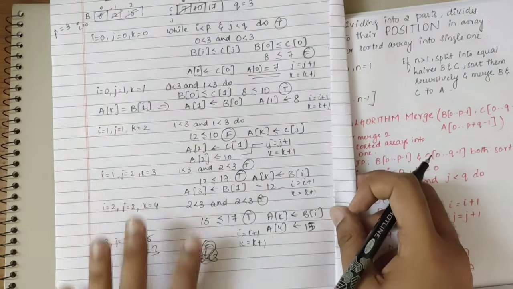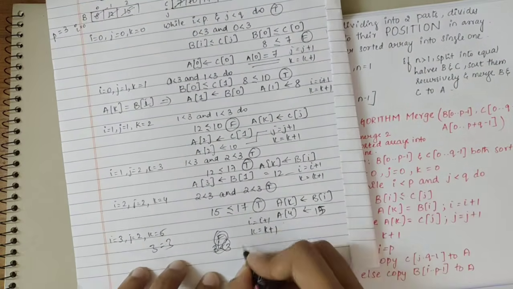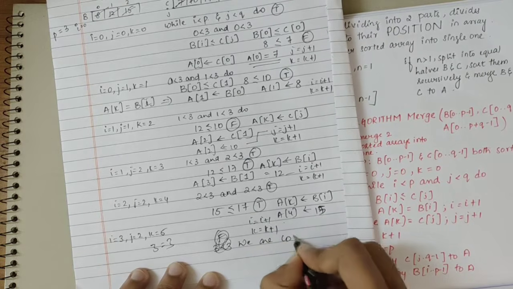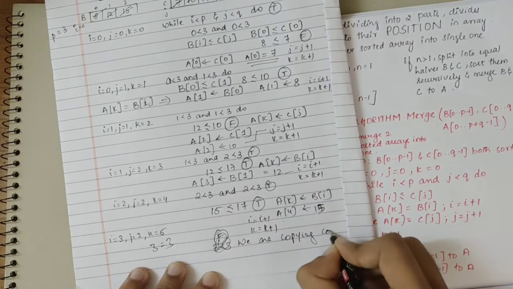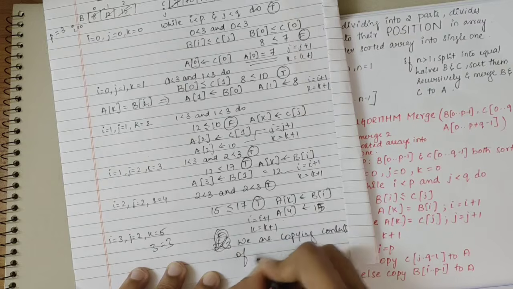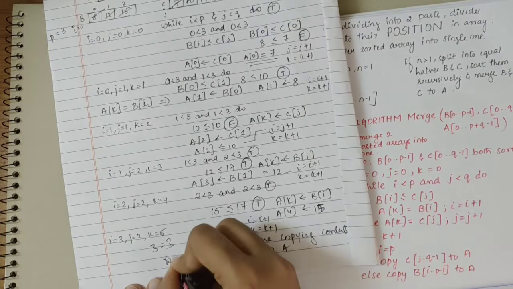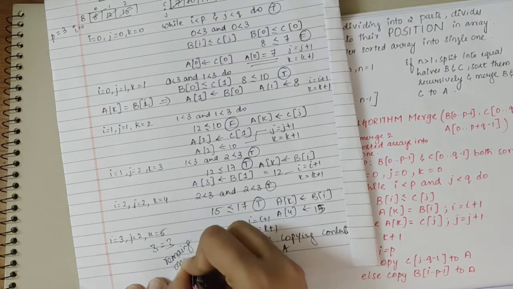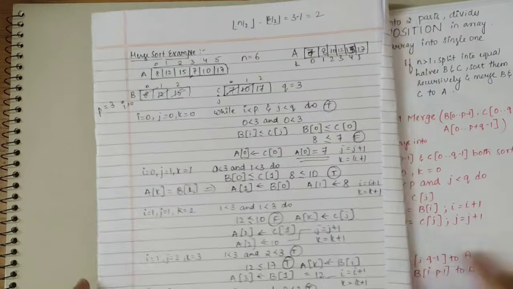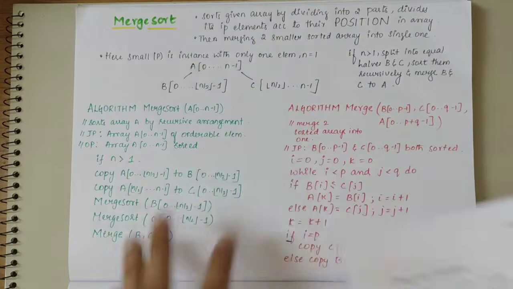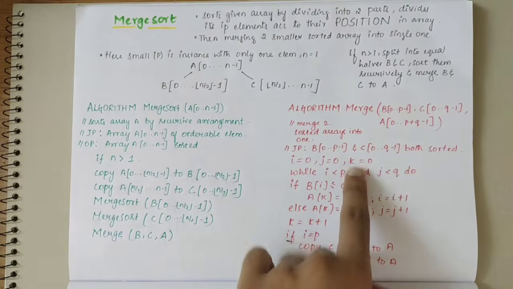So this is how the merge and merge sort algorithm works. I hope you have understood all the steps till here. So here we are copying the contents of C to A, the remaining ones. So I hope you have understood the algorithm, merge sort and merge algorithm.